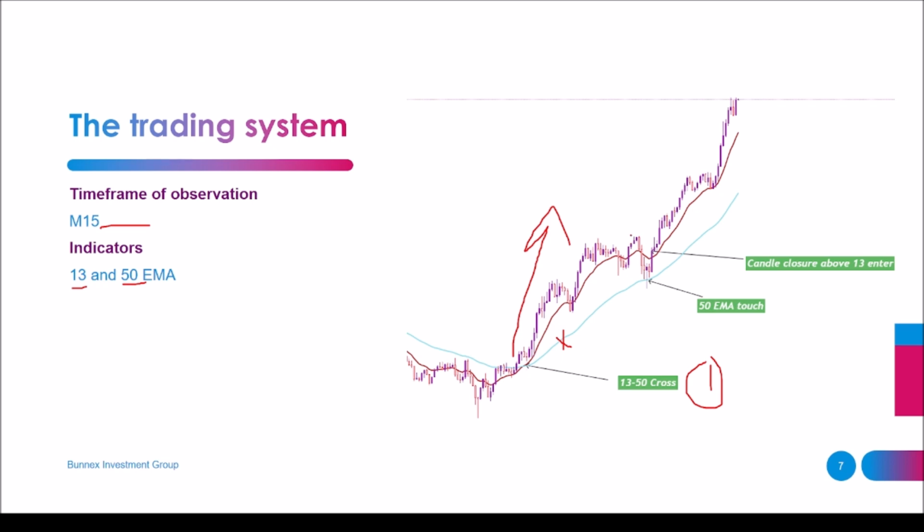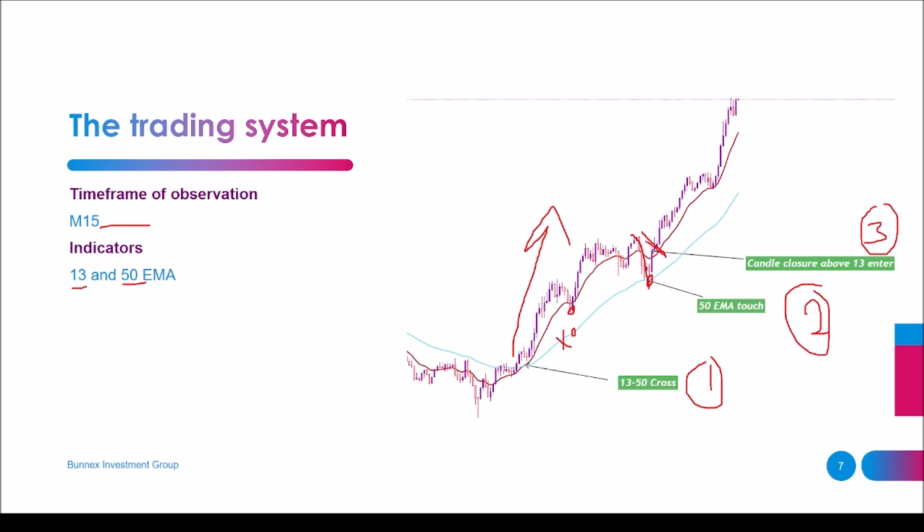Then later, you can see the market coming back to the 50 EMA. So we need a touch of the 50 EMA. Sometimes the case will be like this, whereby there is no candlestick touch of the 50 EMA, so in this case a touch is actually required. This is step 2, which is basically a 50 EMA touch by price. Then the third step will be a candle closure above the 13 EMA from the 50 EMA touch, like that.